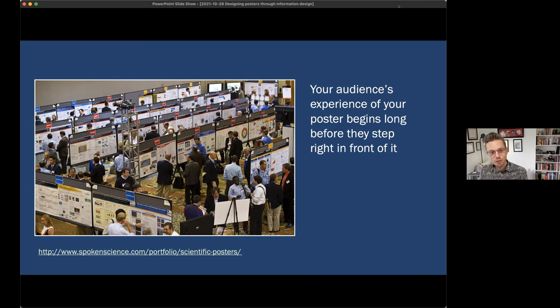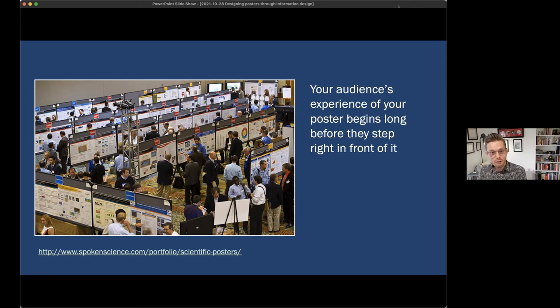And in the context of posters, it's important to remember that our readers' experience of any poster that we design begins long before our audience even steps in front of the poster in the first place. A common place in which posters are presented are these big academic conferences. And we're all familiar with these gigantic symposia where there are all these posters spread out throughout a giant room. And before anyone even comes up to your poster, they see something about your poster from a distance. And that thing that they see is the first impression. And that first impression can go a long way in terms of inviting your audience to come take a closer look or discouraging them from coming and asking you more questions.